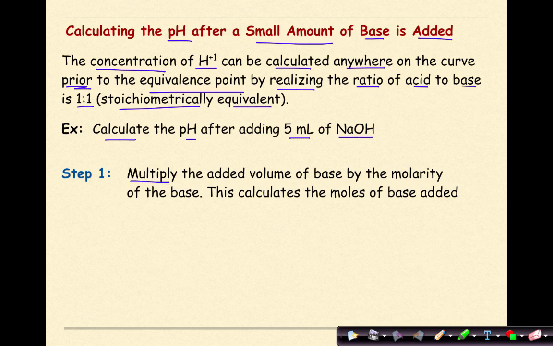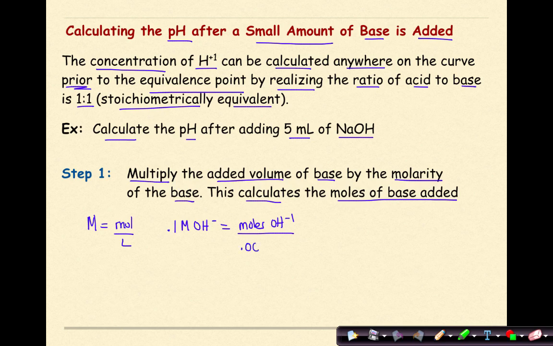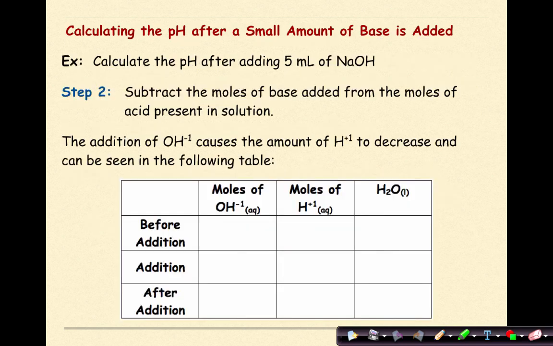Step 1: multiply the added volume of base by the molarity of the base. This calculates the moles of base added. We know that molarity is equal to moles over liters. The initial molarity of our base, as given at the beginning of this problem, is 0.1 molar hydroxide ions. We are solving for moles of hydroxide ions, and the amount of base that we're adding here is 5 milliliters. So we need to change that into liters, so that's 0.005 liters. We multiply together 0.1 times 0.005 liters, and we end up with 0.0005 moles of hydroxide.